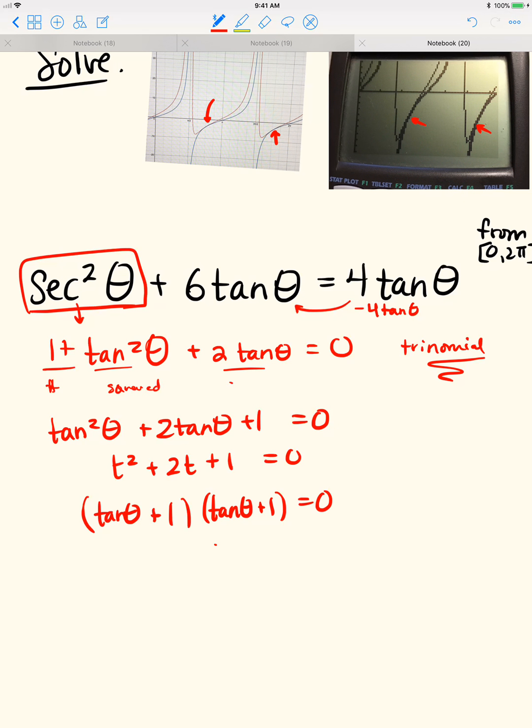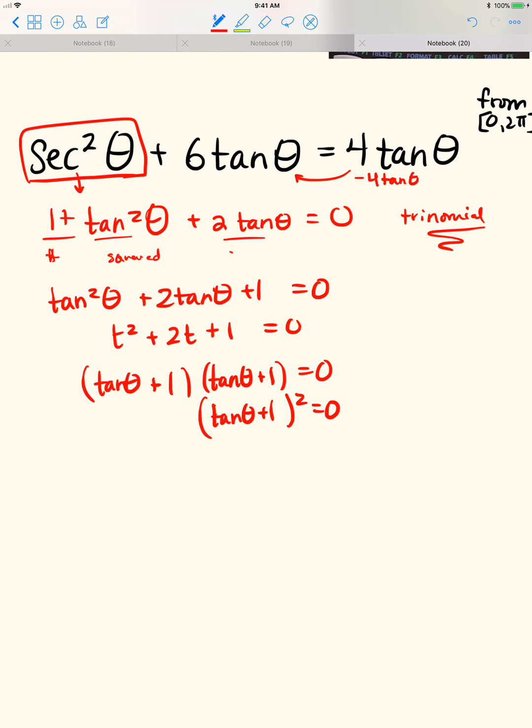So you have a repeated quantity of tangent theta plus 1 squared equals 0. So you're only finding really one quantity. You're only setting tangent of theta plus 1 equal to 0 one time because it's a repeated quantity. So if we do that, that's where tangent of theta equals -1. And we're going from 0 to 2 pi. And tangent ratio is y over x. And the only way I can get a ratio of 1 is if I have the same number over itself.